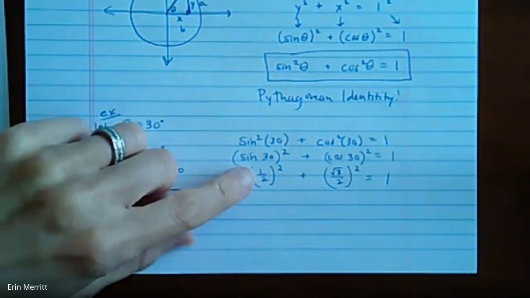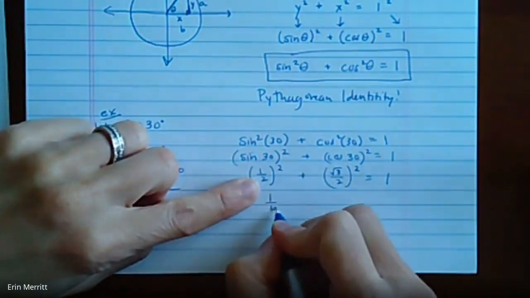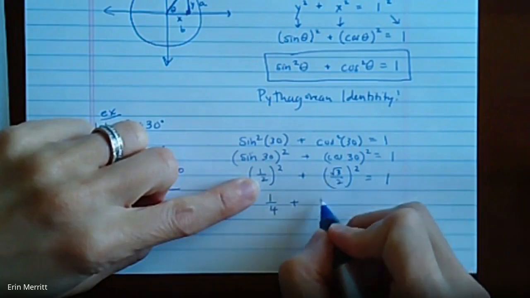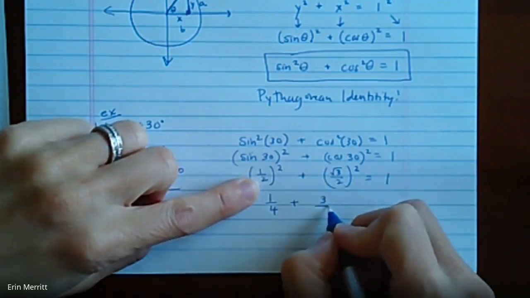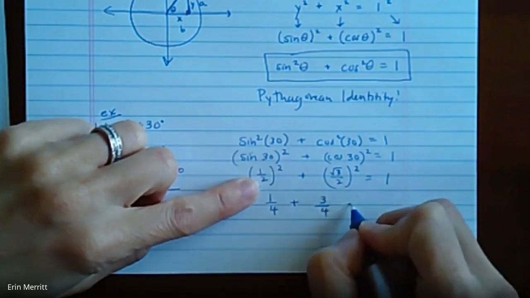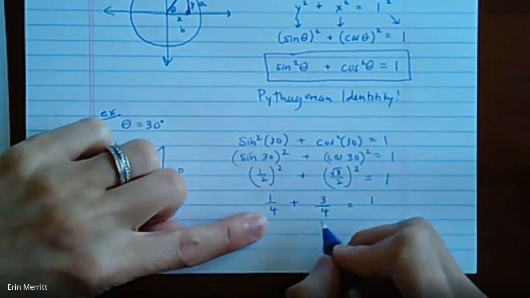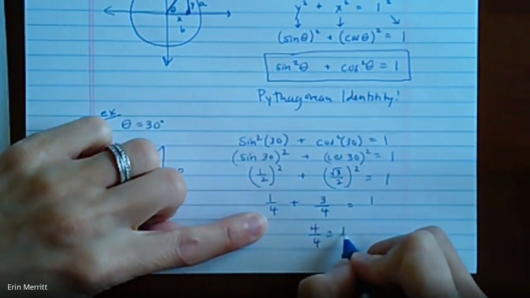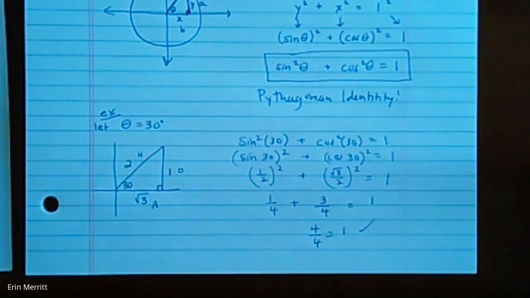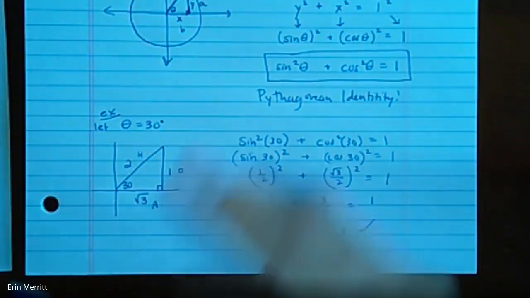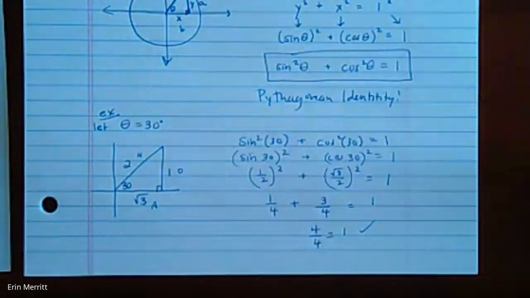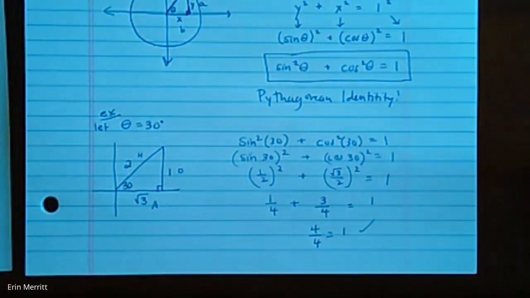All right, if I square the 1 and square the 2, that becomes 1/4. Square radical 3, that just becomes 3. Square the 2, that becomes 4. And then 1/4 plus 3/4 is 4/4 or 1. Ta-da, it worked. And that's the cool thing. It'll work no matter what angle you plug in there. I just picked 30 to make it pretty.